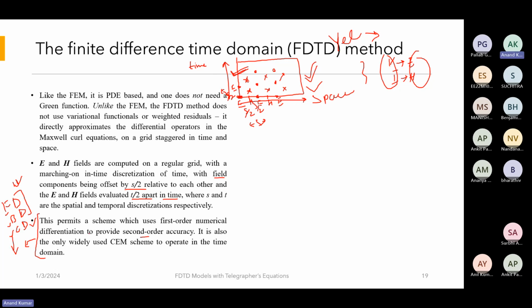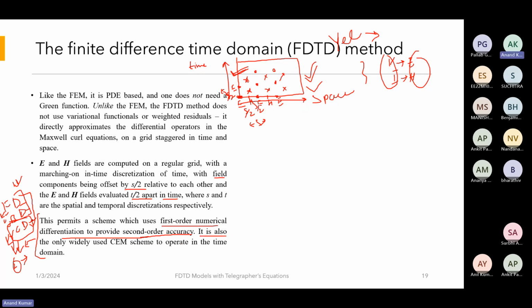So the next point was that, as Surbhi asked, this permits a scheme which uses first order numerical differentiation to provide second order accuracy. In coming slides we'll see that we can use three different schemes, forward, backward, or central difference, and we will be using the central difference scheme, which will be second order accurate. Why this happens will become clear when we expand the Taylor's expression for this scheme.